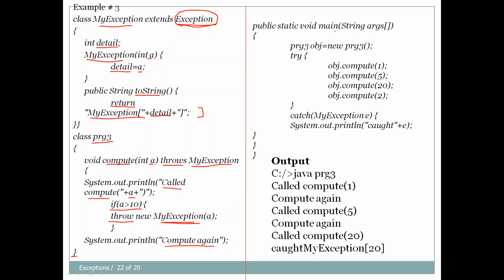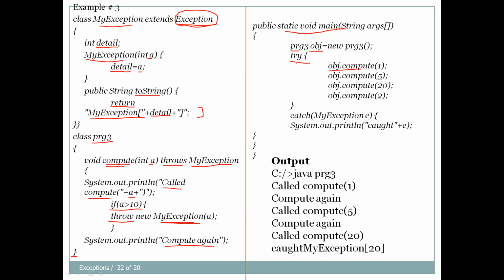Outside the compute method we have one more method, that is our main method. Inside the main method we have first created an object of prg3 class. Using this object we can call the compute method, which has been defined in prg3 class. We call it with obj.compute, but the method call has been defined inside the try block.